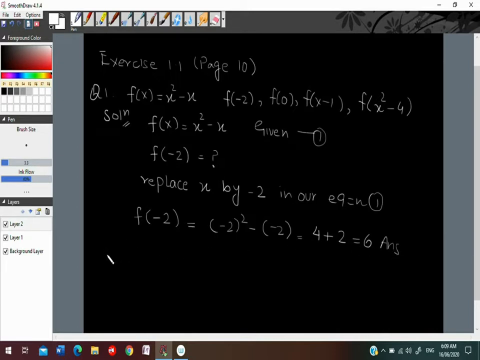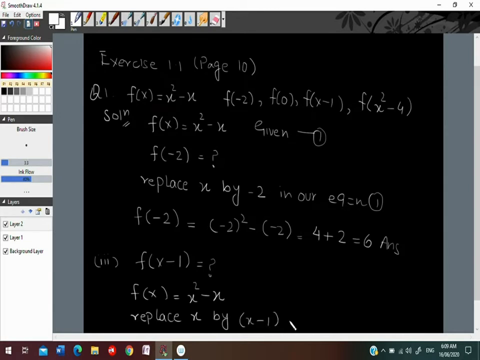Now I would like to solve the third part of this question. We have f of x minus 1. Since we have the function f of x equals x square minus x, what we do is the same as we have done in the previous part: replace x by x minus 1 in equation number 1. So this is our equation number 1.